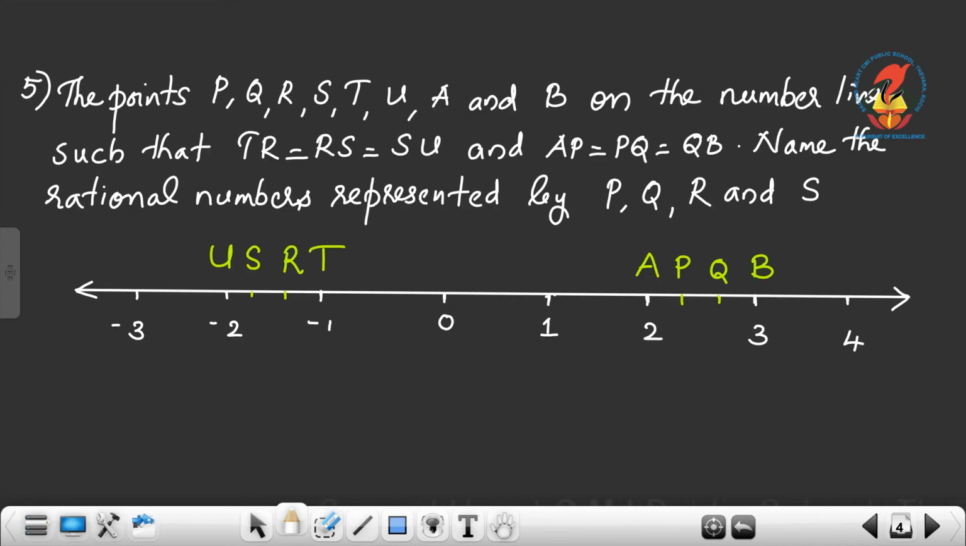Now next question. The points P, Q, R, S, T, U, A and B on the number line such that TR equal to RS equal to SU and AP equal to PQ equal to QB. Name the rational numbers represented by P, Q, R and S. The points P, Q, R, S, T, U, A and B on the number line. So you can see the points.